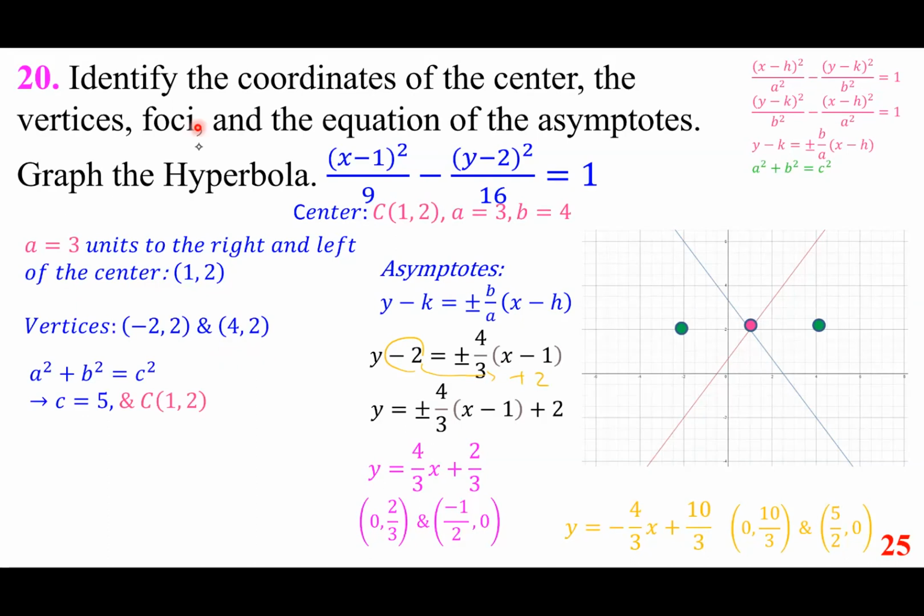You want to find the foci. a squared plus b squared is always c squared. This doesn't change because c is always greater than both of them. And so basically, a squared is 9, b squared is 16. So that's 25, and c squared is 25, c becomes 5. I hope it's clear to everybody how we arrive at it.